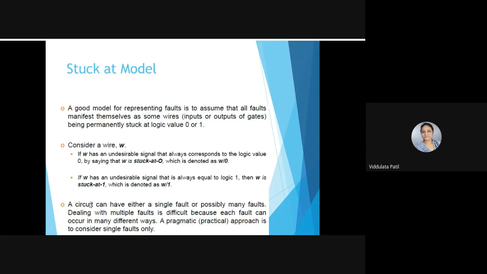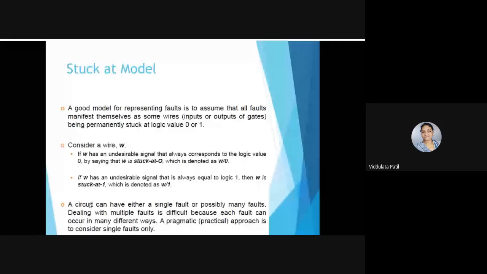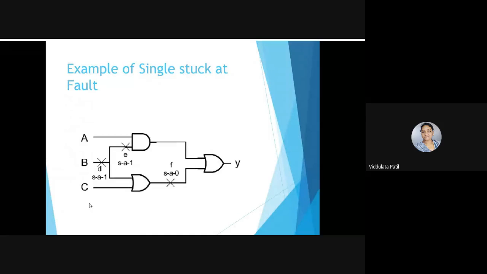Whenever many faults are present, it becomes a little difficult to understand what type of fault it is. But if it is a single fault, then the test method that we are going to use becomes easier. So now let us take one example: a single stuck-at fault.